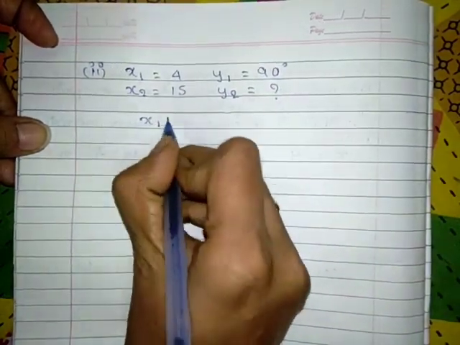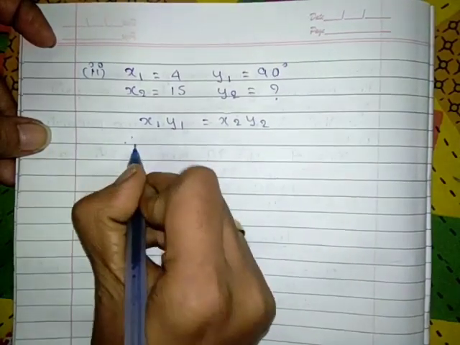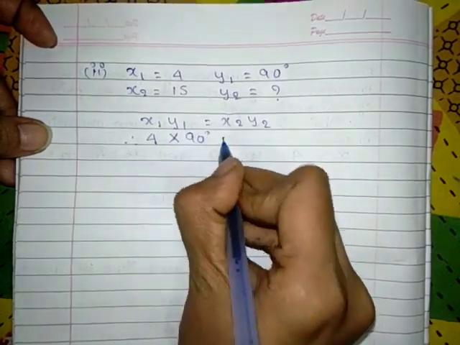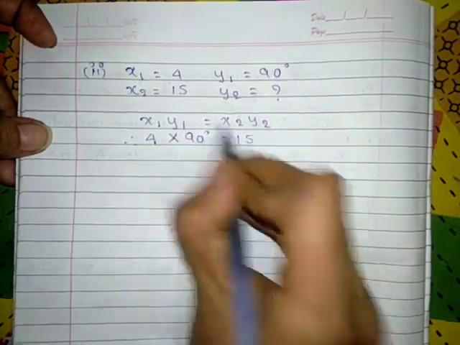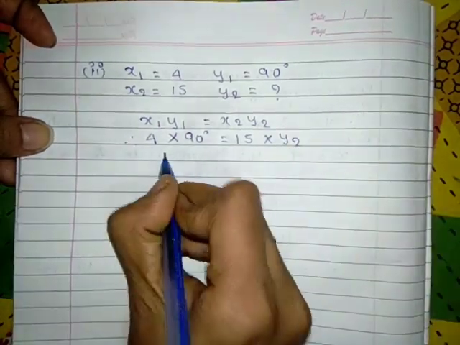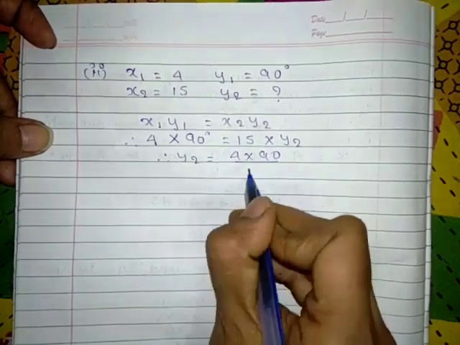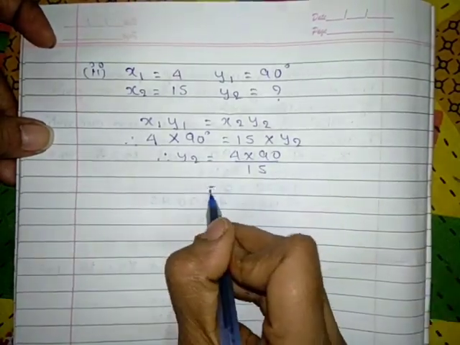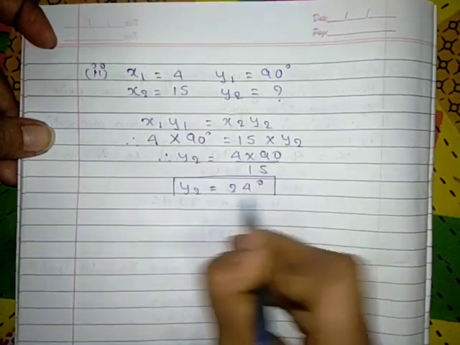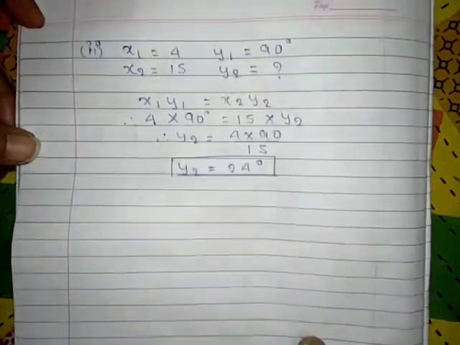So putting it into the formula, x1 y1 is equal to x2 y2. Therefore x1 is 4 multiplied by 90 degree is equal to x2, that is the number of spokes 15, and the angle between them, that we have to find, that is y2. Therefore y2 will be equal to 4 multiplied by 90 divided by 15, that is equal to 24 degree. So when the number of spokes is 15, the angle between the two spokes will be 24 degree.